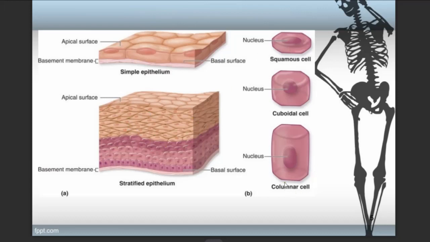We have three types of epithelial cells on the basis of their nucleus shape. First one is the squamous cell. The nucleus of a squamous cell is flattened, like a disc, whereas in the cuboidal cell the nucleus is circular or cuboid in form. In the third one, we have the columnar cell, in which the nucleus is columnar in shape.